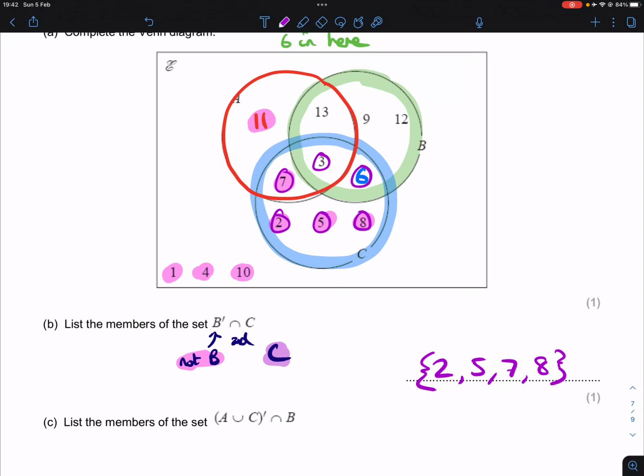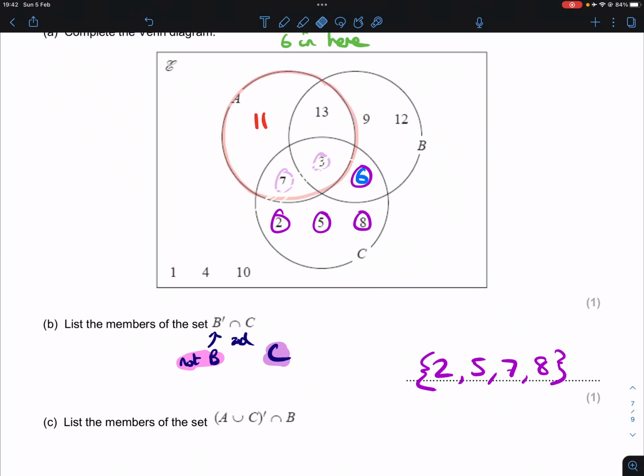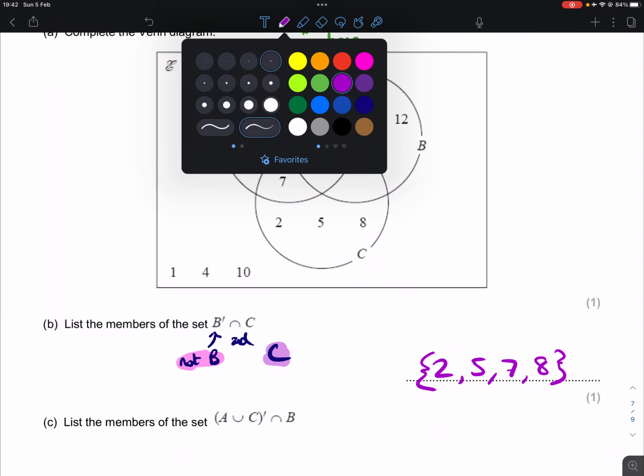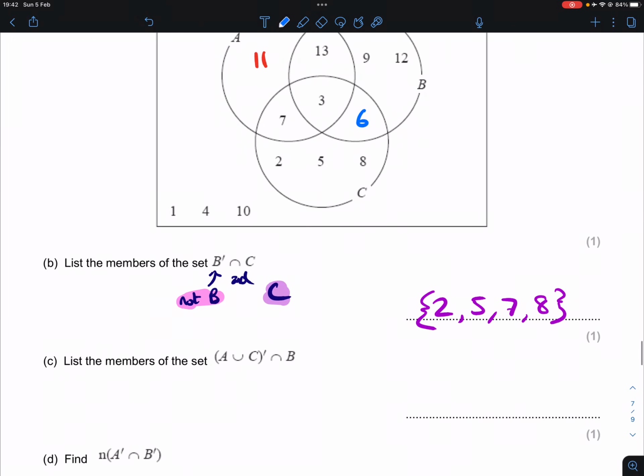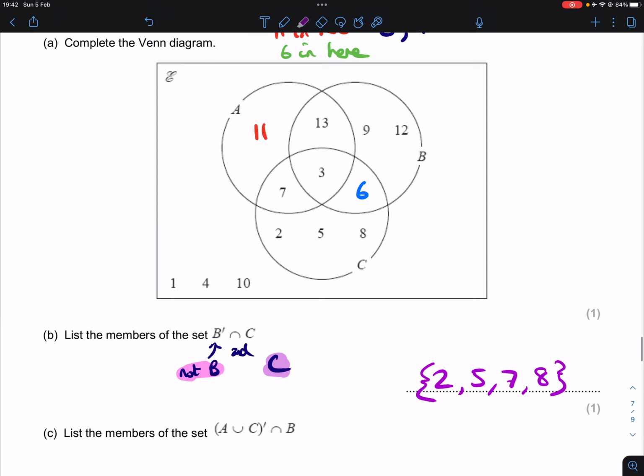Next part, a bit more complicated. I'm just going to clear the diagram here so I can get colourful when it comes to showing all of the stuff that we're about to look at. I need to keep the 11 there, and I need to keep the 6 there technically though. So list the members of the set: the union of A and C, but the opposite of it. The union of A and C would be this that I'm highlighting right now.